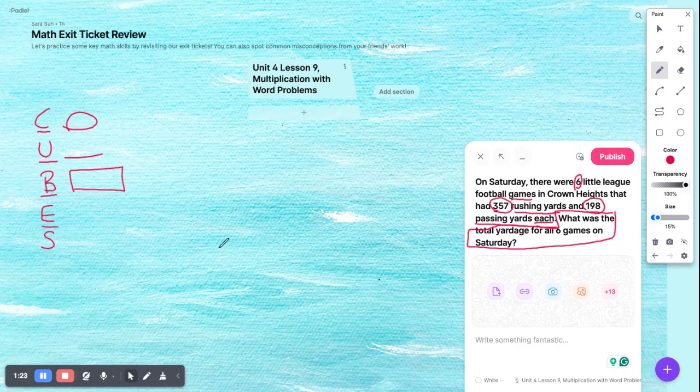All right, let's evaluate. When I look at the big question, the key words are total yardage for all 6 games. So I know that I have to find the total number of something. Now let's solve it. I have 6 games, so total games will be 6. And I know that rushing yards, RY, is 357. And passing yards, PY, was 198.